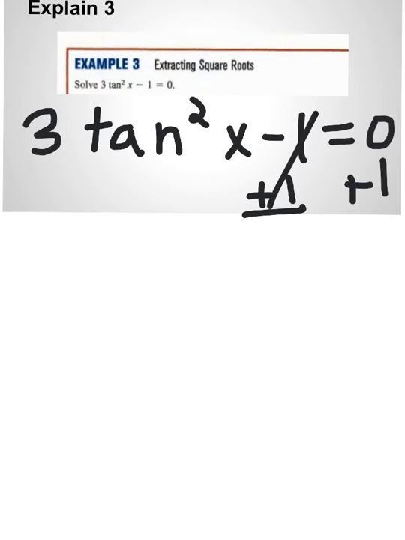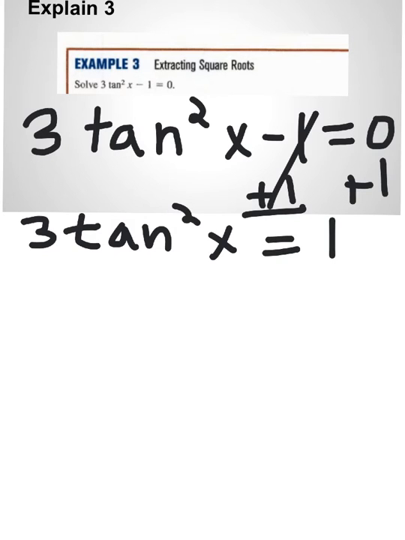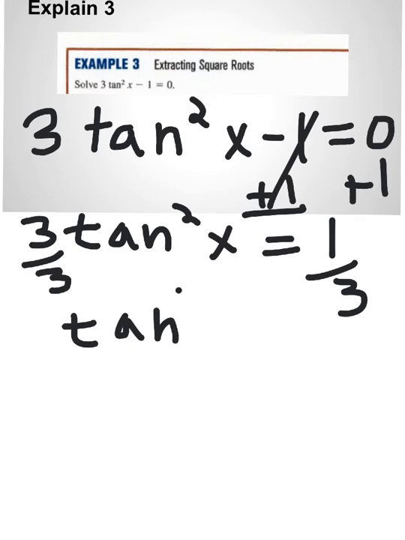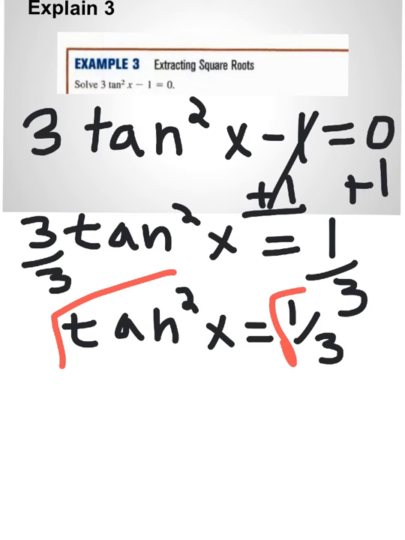We can see that I'm left with 3 tangent squared x is equal to positive 1. Now I'm going to go ahead and divide through by the 3, and I'm left with tangent squared x is equal to 1 over 3. Now to finish solving, to isolate the trig function tangent, I'm going to have to square root both sides. In doing so, I'm going to use a different color. I'm simply going to square root both of these.